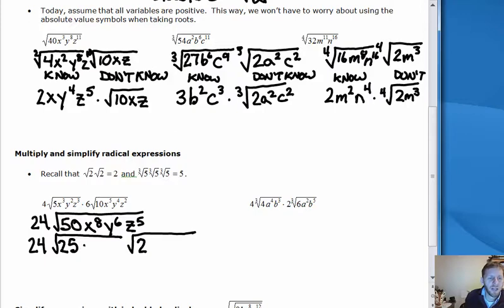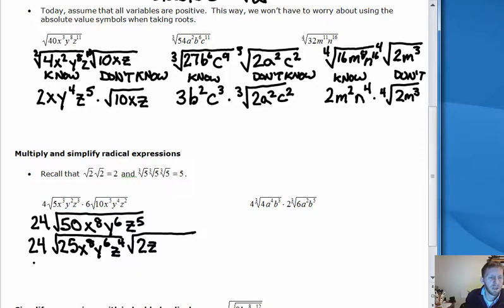Even exponents are good. I can square root x to the 8th. I can square root y to the 6th. Can't square root z to the 5th. Z to the 5th is an odd exponent, so I'm going to take out the most I can, which is z to the 4th. 4 divides by 2 evenly, but I'm going to have to put a z over here.